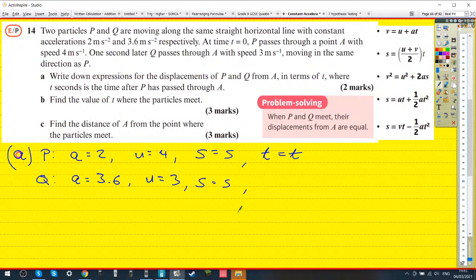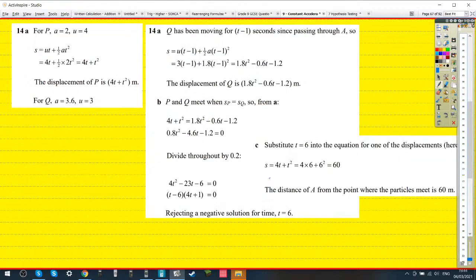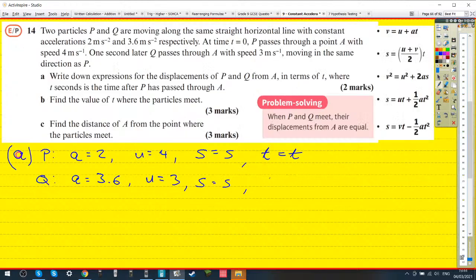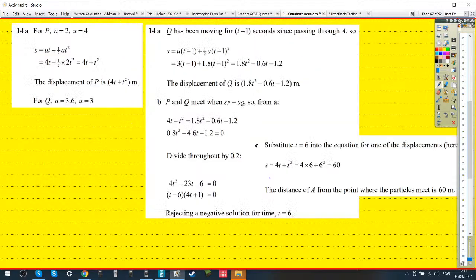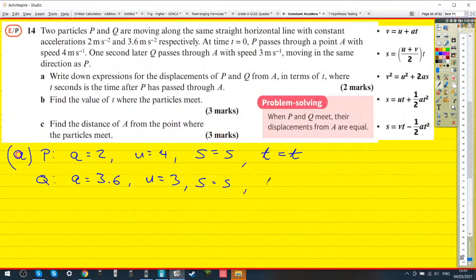So do they mean when they have the same displacement at the same time? They seem to not have the same time. It's like t is equal to t plus 1 or something for the other one. I better check. A is 2, U is 4, S equals ut. So the way they dealt with this is t equals t minus 1. Okay, so which equation do you use for that?